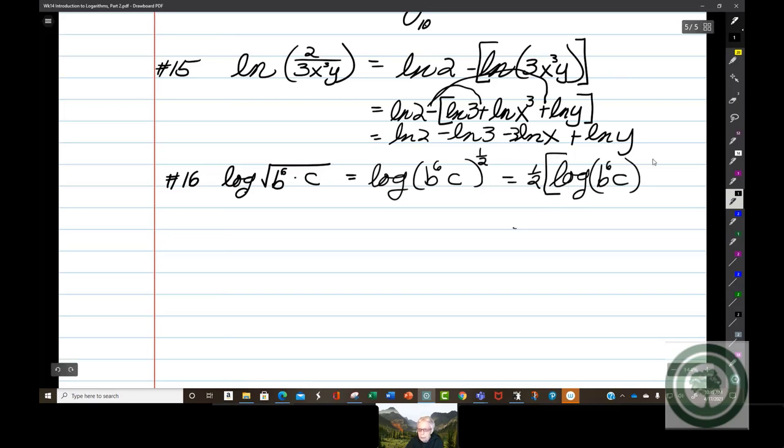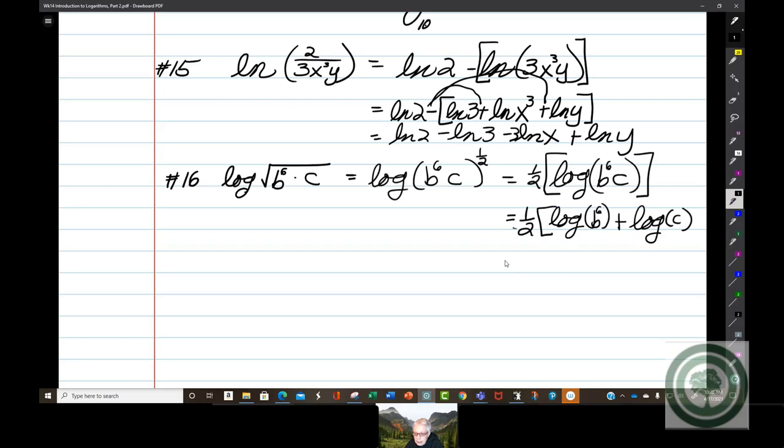So we'll put a bracket here and here. We'll have 1/2 log b to the sixth plus log c. And we can have 1/2 six log b plus log c.